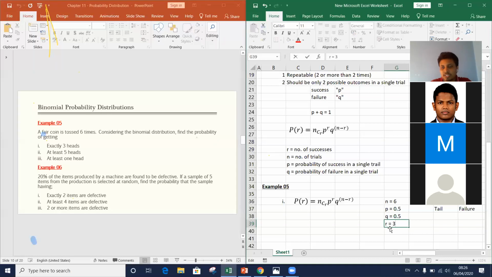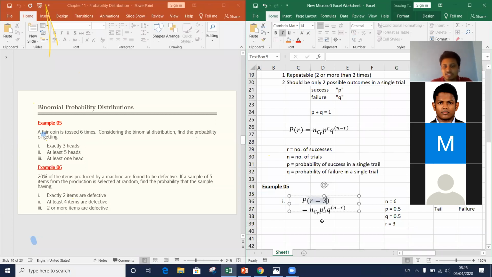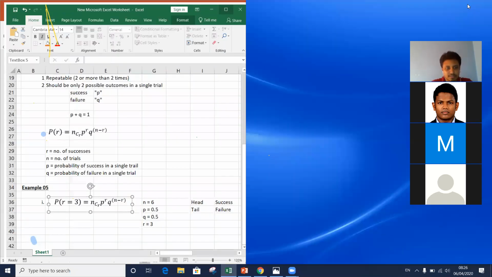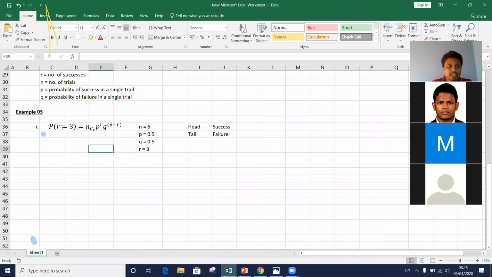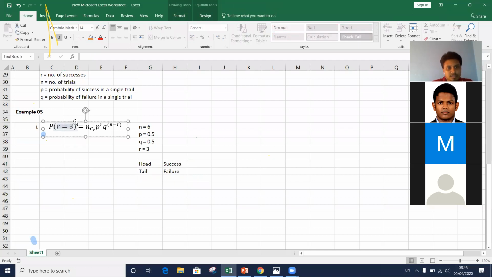Ape R value ekak wennona. 3 number of successors api 3ක් වෙන අවස්ථාවේදී probability එකයි මේ කැල් කරන්න යන්නේ. Right, so we are going to calculate the probability when r equals 3. Right, this is what we supposed to do. Probability of getting exactly 3 heads when r equals 3, what should be the probability? That is what we are going to calculate.